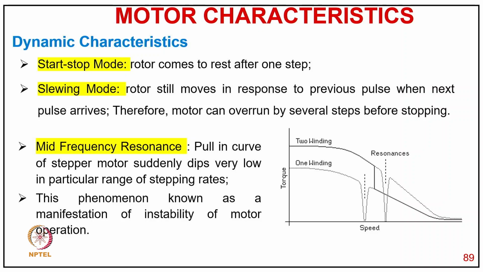Now in start-stop, the rotor comes from rest to rest after one step, while in slew mode the rotor still rotates in response to previous pulses when the next pulse arrives. Therefore, the motor can overrun by several steps before stopping. And there is mid-frequency resonance: as you can see in the torque characteristic, at half the speed there is a resonance, which gives a dip in the torque. Whether you excite one winding or two windings, it is present in both cases. So the pull-in curve of the stepper motor suddenly dips very low in a particular range, and this phenomenon is known as a manifestation of instability of the motor operation.